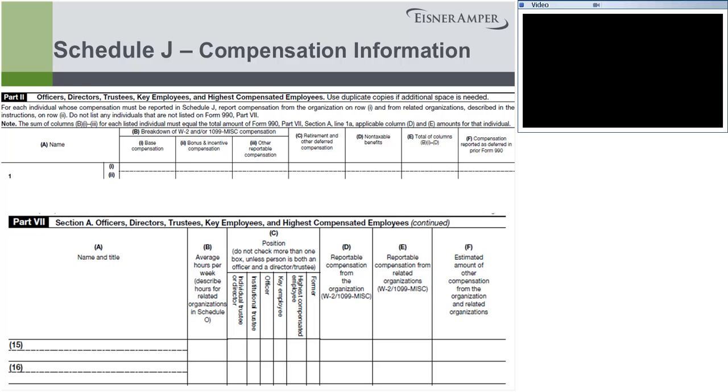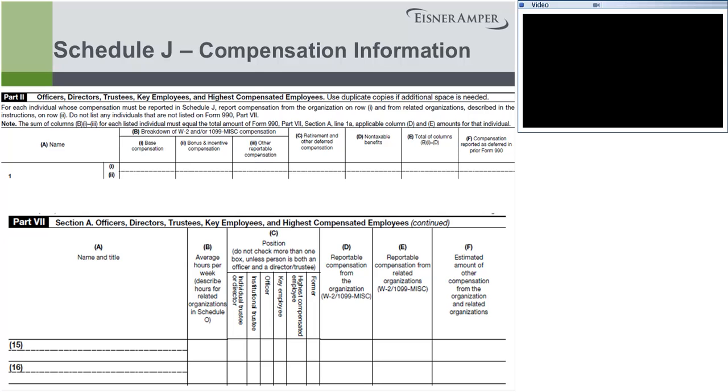Column F, compensation reported as deferred in a prior Form 990. This is a very confusing column that was used heavily the first year the form rolled out and really is not used that much since. But I just want to explain it because it's often confused for something that it's not. Column F is basically saying that I need to back up a moment and pull out an amount that you might see on the W-2 that I've already told you about because it was deferred comp, right?